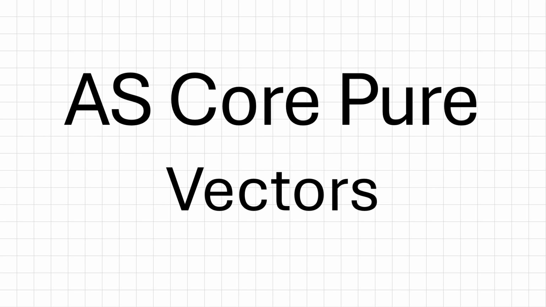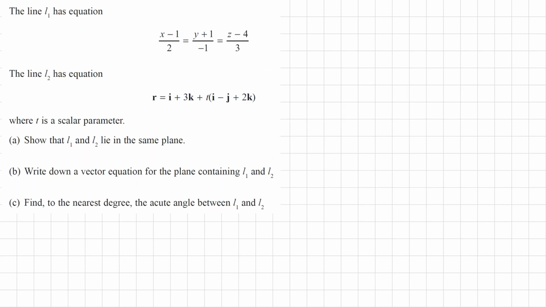This is an AS Core Pure question on vectors. Part A. The line L1 has equation (x minus 1)/2 is equal to (y plus 1)/(negative 1) is equal to (z minus 4)/3. The line L2 has equation r is equal to i plus 3k plus t times (i minus j plus 2k), where t is a scalar parameter. What we need to do is to show that the lines L1 and L2 lie in the same plane.